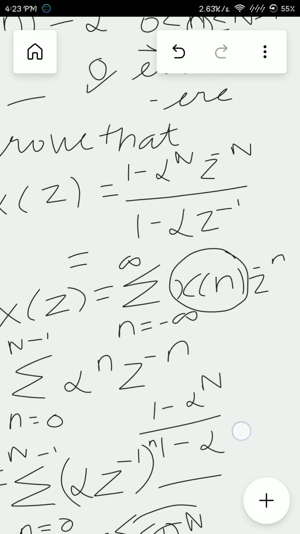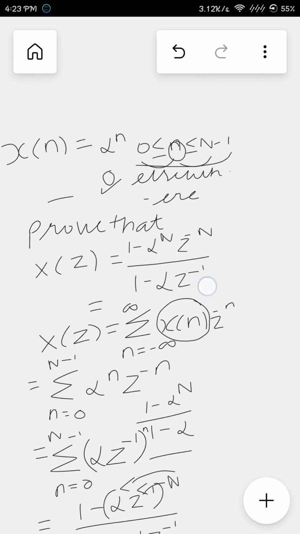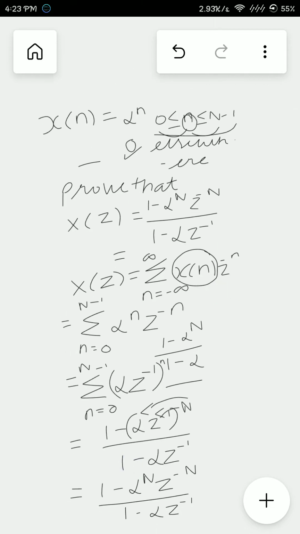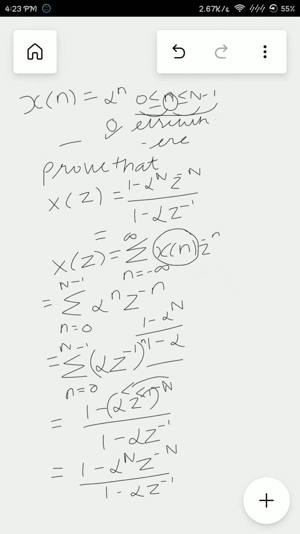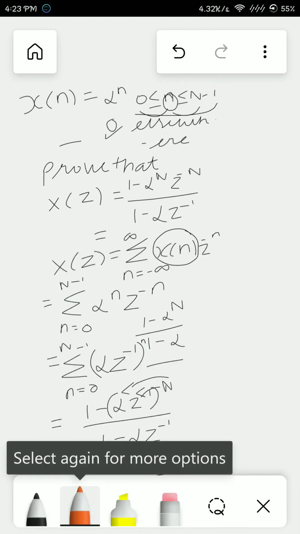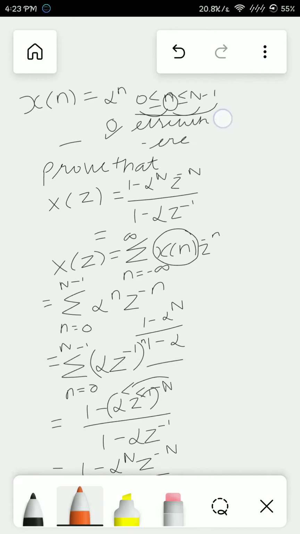The question has been given that x of n is equal to alpha to the power of n, for 0 less than or equal to n less than or equal to n minus 1. For this particular range, you're going to prove that x of z is equal to 1 minus alpha to the power of n into z to the power of minus n, divided by 1 minus alpha z inverse.